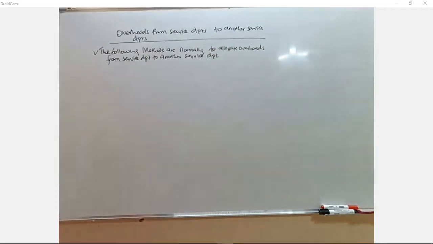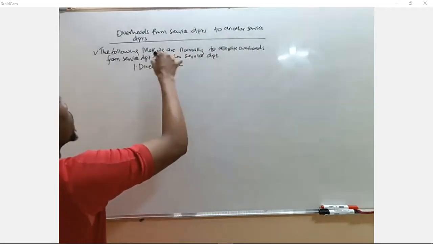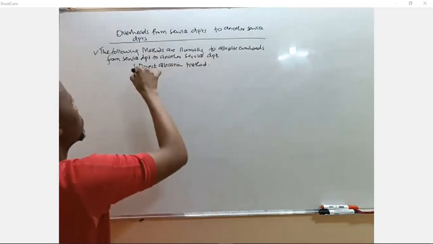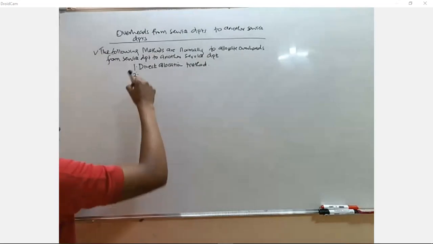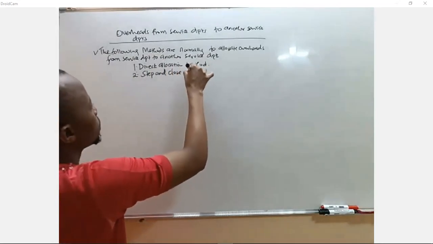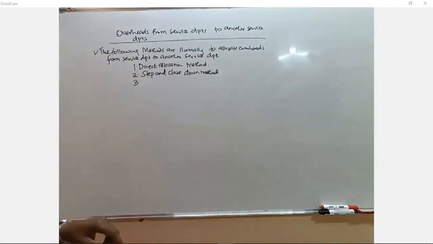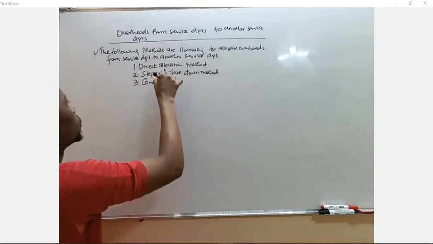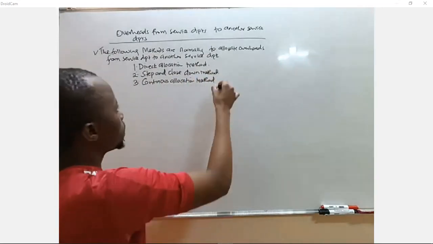So what are we discussing here? We normally have only 4 methods, which are mostly tested. Number 1, we normally start by looking at the direct allocation method. Number 2, the step method. That is the term the examiner uses nowadays, but it is normally called the step and close down method. Number 3, they call it repeated, but the other name is the continuous allocation method. Sometimes they call it the repeated distribution method.